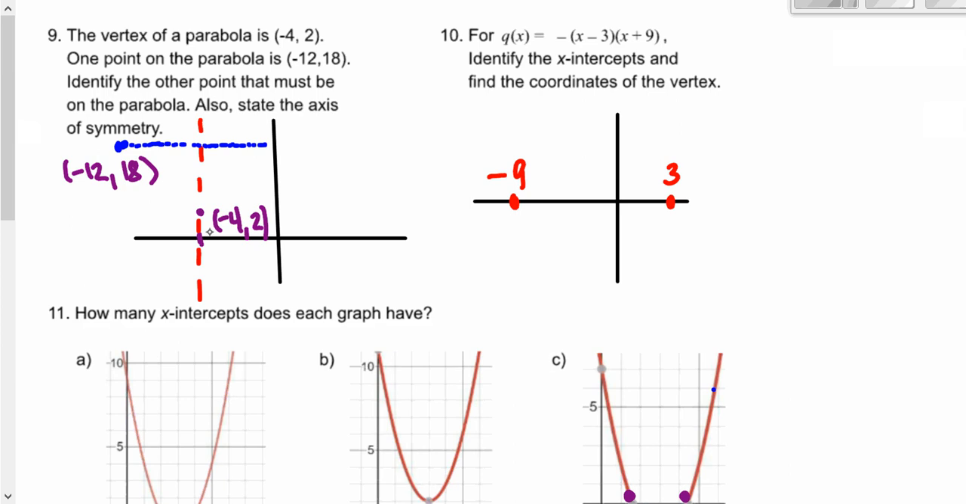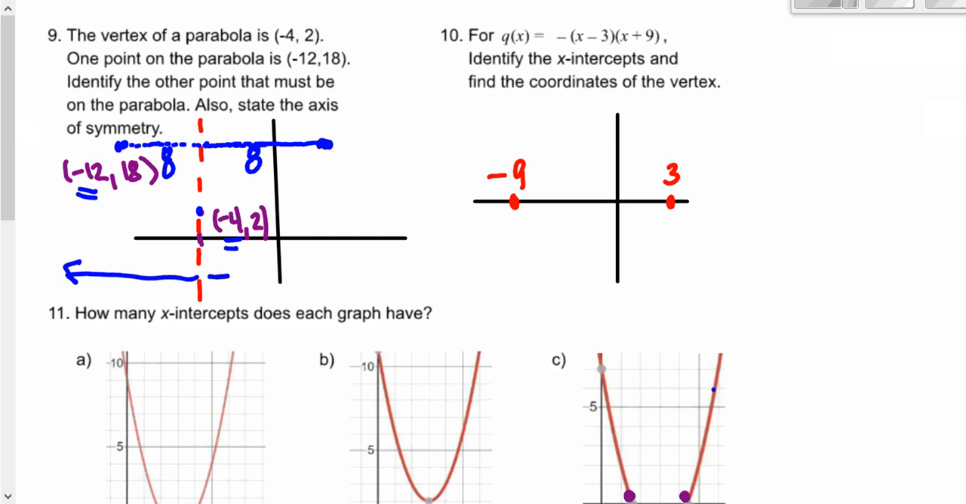So the question I really need to figure out is how far is it from -4 over here to -12, because I'm going to the left, and so that's going to be looking at my x coordinates. And I can figure out that those are 8 units apart. So I need to go 8 units the other direction to find this point, okay? And my picture is very much not to scale, so please understand that. But this distance needs to be 8, and this distance needs to be 8.